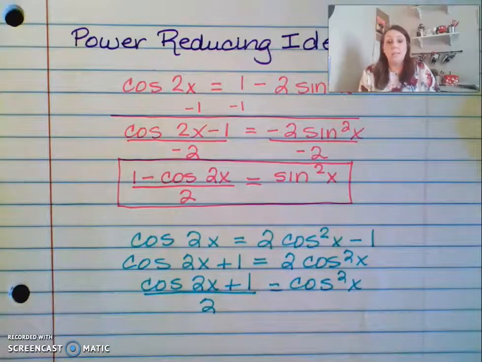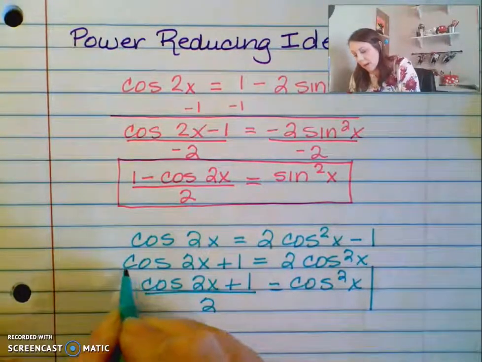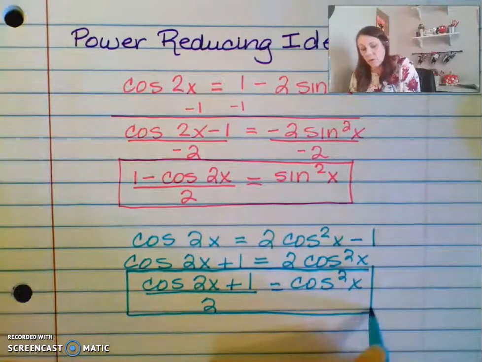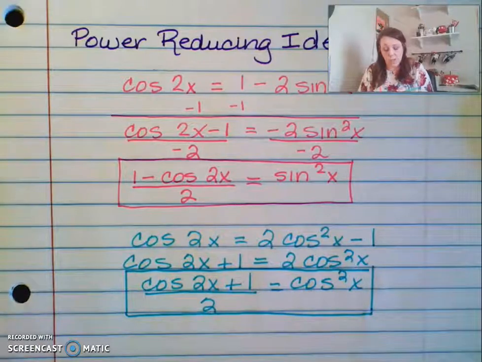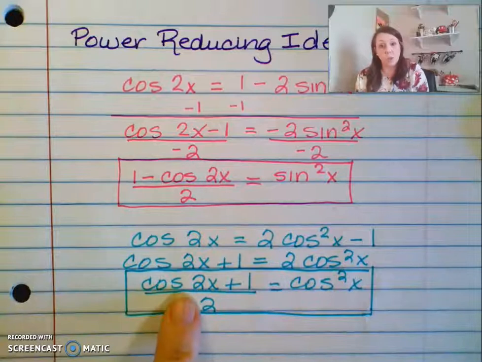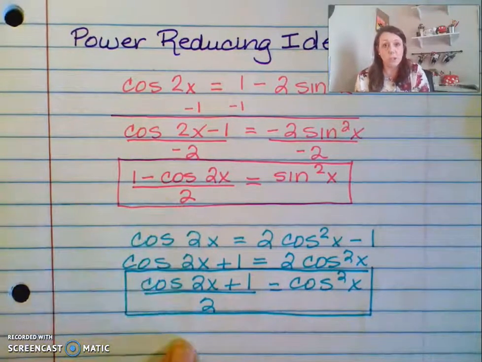And this forms the power-reducing identity for a cosine squared. Here again, you'll notice that it involves a lot of similar structure in terms of how the cosine squared compares to the sine squared. They both involve a cosine of 2x. They both have this 1. They both have a division by 2.